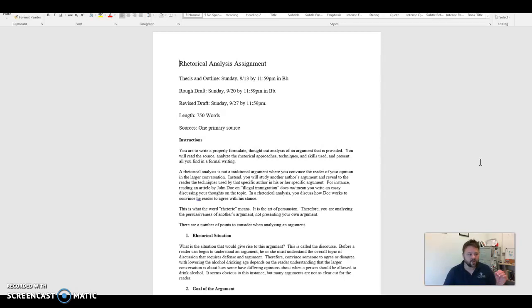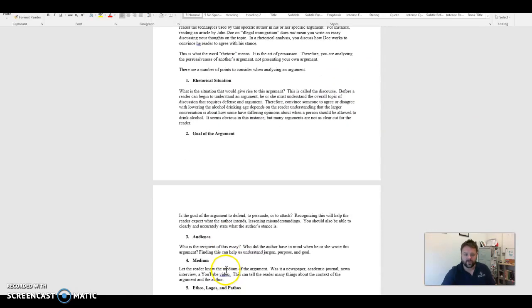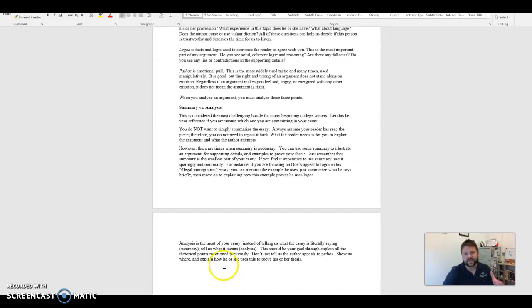So you'll go in and you'll look for specific argumentative points, argumentative techniques, and explain how that's supposed to work on the audience. Deeper in here, we're going to go into exactly what the rhetorical situation is, a goal of an argument, all of these points here that you need to keep in mind.